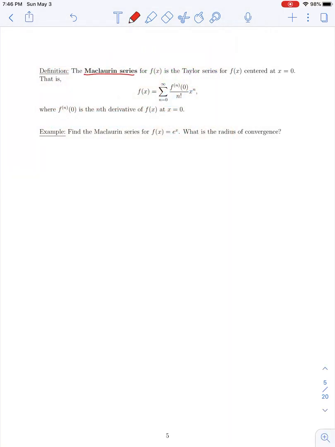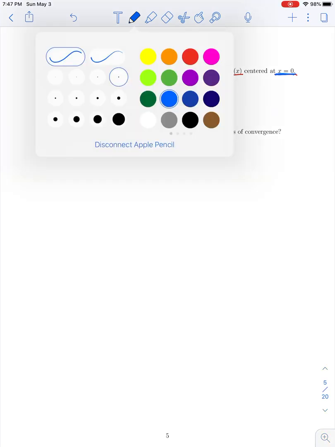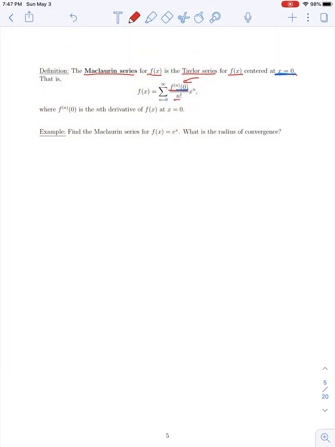Here, the Maclaurin series for a function f of x is defined as the Taylor series for that function centered at 0. So that is, f of x is the sum from n equals 0 to infinity of the nth derivative of our function evaluated at 0, since 0 was the value where we're centering our power series, divided by n factorial times x minus 0, or just x to the nth power.